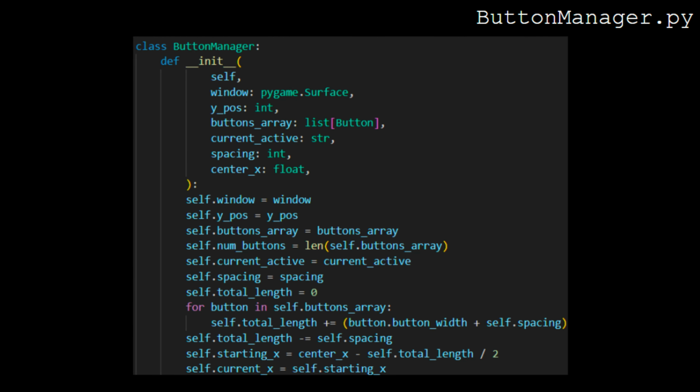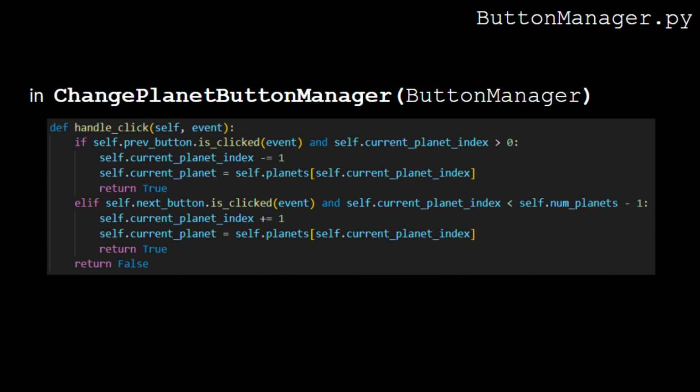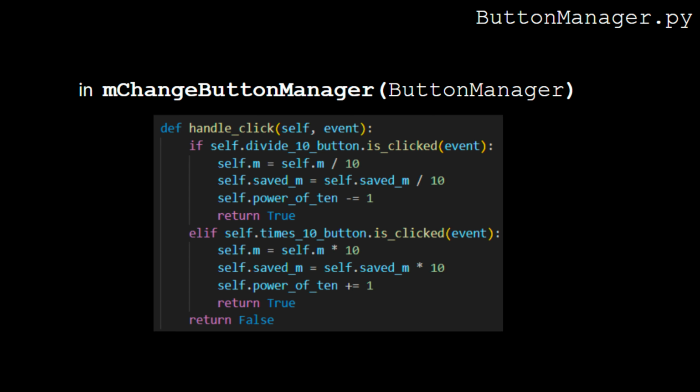For my purposes, I found that a button manager class would be pretty useful, from which its specific use cases could be inherited. This button manager would, for the specific use case, allow us to use buttons to vary between different options. For instance, for the change planet button manager, 2 buttons could allow us to alternate between the current celestial body being investigated. And also, to avoid handling complex inputs for the mass of the point mass, a change M button manager could allow us to multiply or divide little m by a factor of 10.